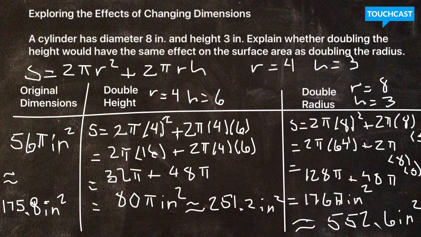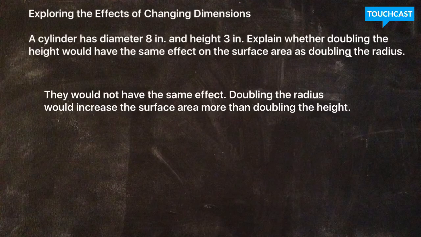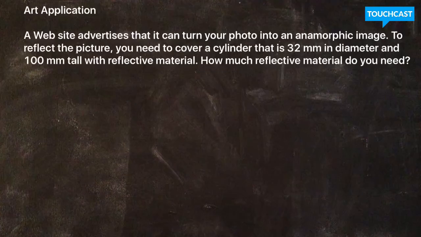So, doubling the height and doubling the radius do not have the same effect on the surface area. Doubling the radius would increase the surface area more than doubling the height. Alright, let's look at our last example. So our last example is an art application.